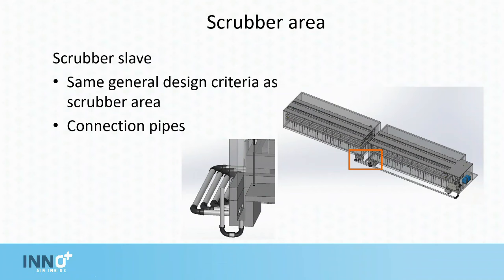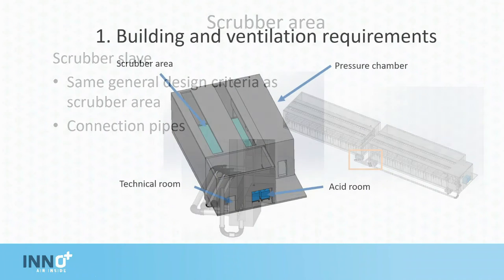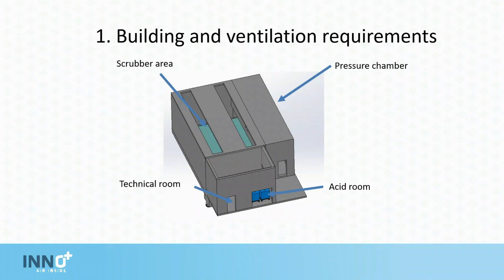When using a scrubber slave, it's important that you make a connection bit, so the process water moves towards the process bed. Details of this bit are similar to the process bed, but details will be provided by us. This was all the information regarding the scrubber area.